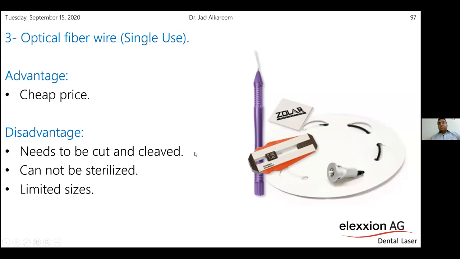It always needs to be cut and cleaved carefully, because it is always bending. Another point is that it is limited in size, so you cannot find different diameters of these kinds of optical fibers.